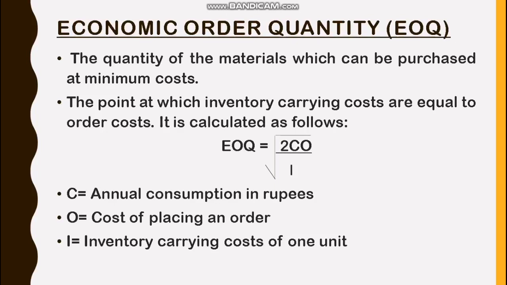Next technique is the economic order quantity, which is basically known as EOQ. It is that quantity of material which can be purchased at minimum cost, and here the inventory carrying costs are equal to the inventory ordering costs. It is calculated as follows: square root of 2CO upon I. C is the annual consumption in rupees, O is the cost of placing an order, I is the inventory carrying cost of 1 unit. And this is the most common method of calculation of the reorder quantity, that what amount of quantity is to be purchased at all levels, at all times.